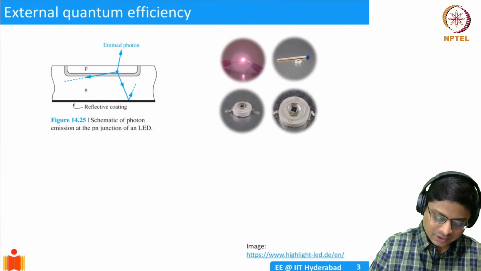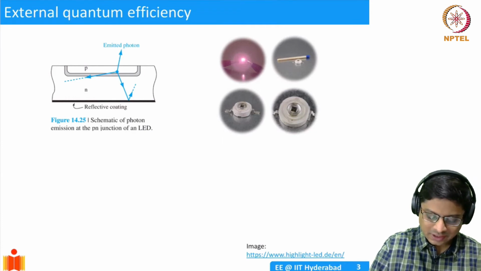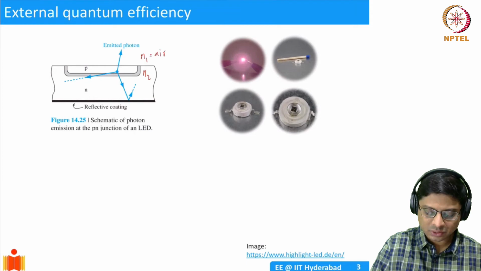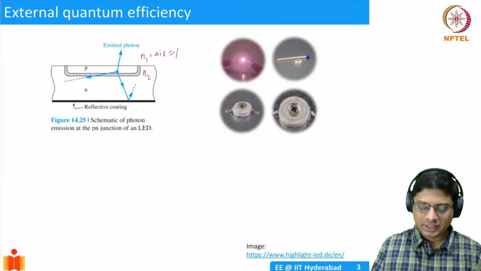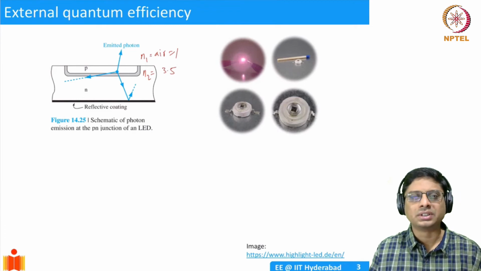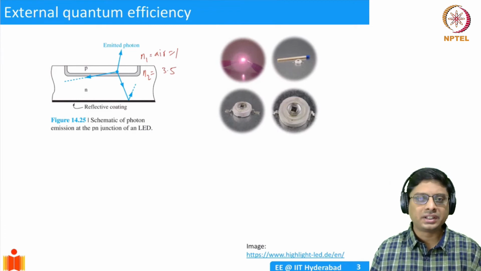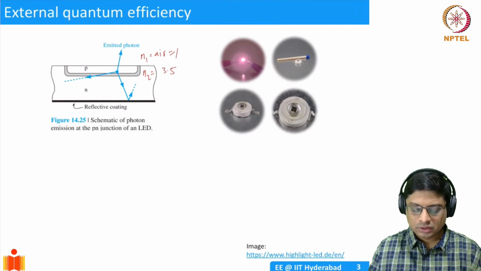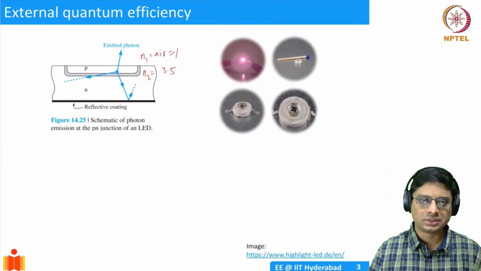The reason is, if you think of the semiconductor as having, let's say, a refractive index of N2, and outside is air, which is basically equal to 1. Inside, N2 is roughly 3.5. This is just a typical number. Of course, this is going to be wavelength dependent. We'll have to be exact about it, but I'll assume that at a particular wavelength, this is 3.5. So how many of the photons will come out?